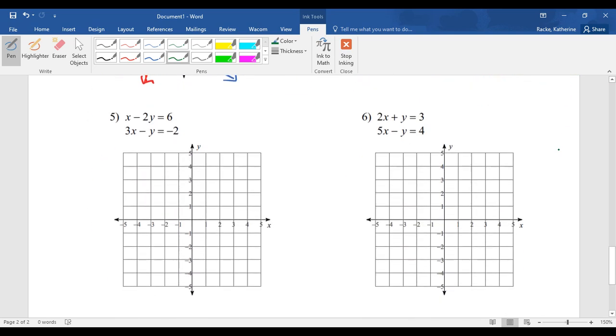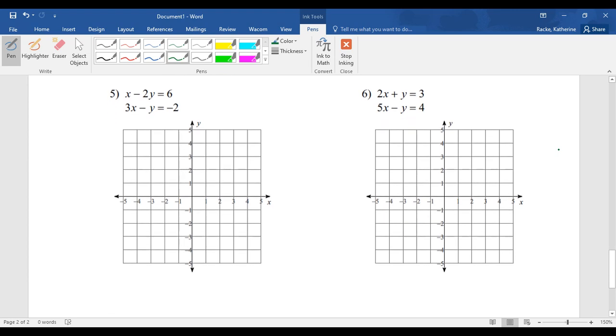All right, moving on. Question 5. As we can see, they are not in our form of y equals mx plus b. They need to be moved into this form. So we're going to start with this first one, and we will subtract the x over first. So we're solving for y. I get -2y equals -x plus 6.